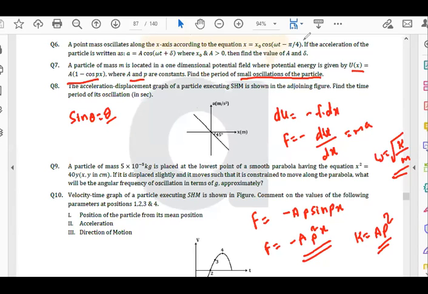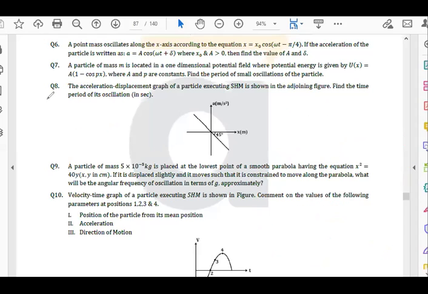Okay, very good. Now, question number 8. So this is an acceleration-displacement curve. Find the time period of oscillation. So we know that a is equal to, by the basic formula, minus omega square x. Yes or no? Right? So what is the slope of this line? Tell me guys, what is the slope of this line?